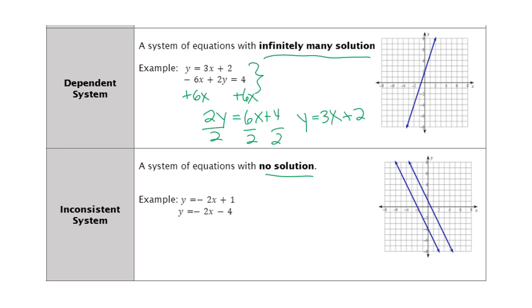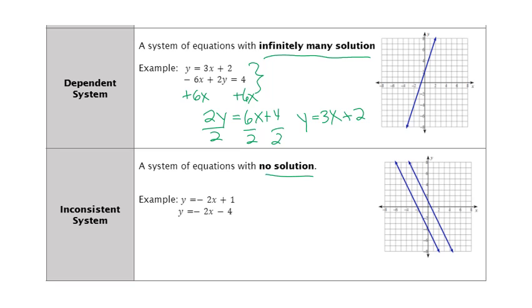So infinitely many solutions means that they share all their points in common. So there's many, many, many solutions. We can't list them all. We call that a dependent system. And so anytime you have it where they're the exact same line, you would write infinitely many solutions.